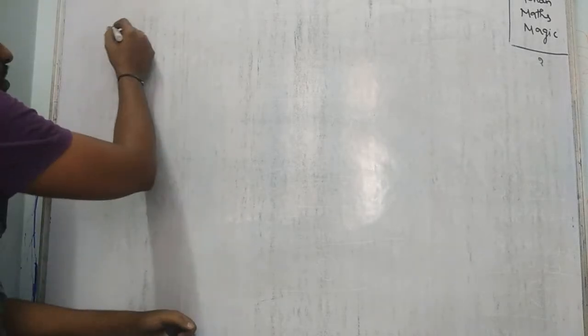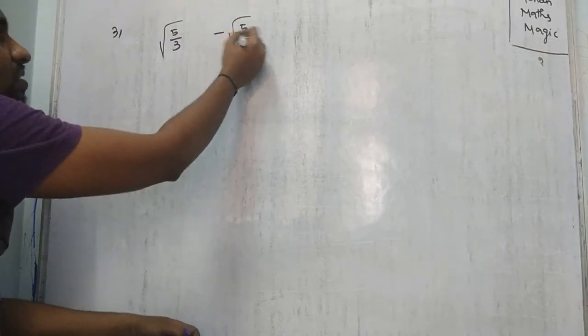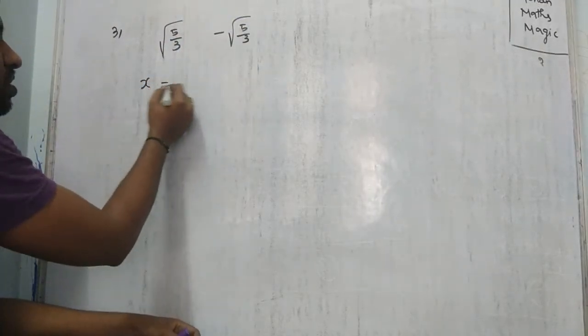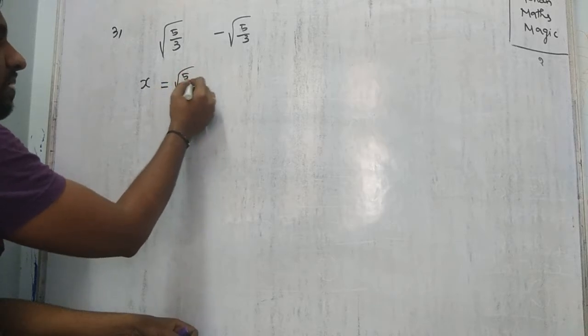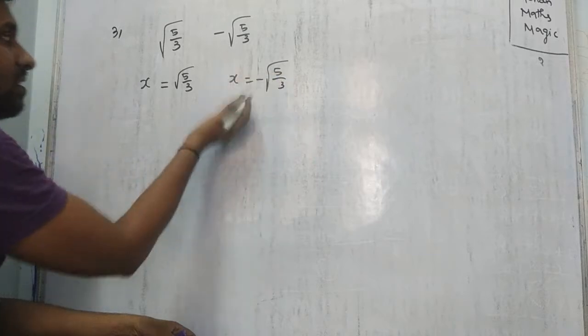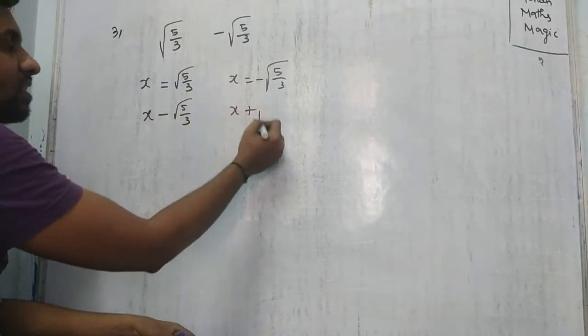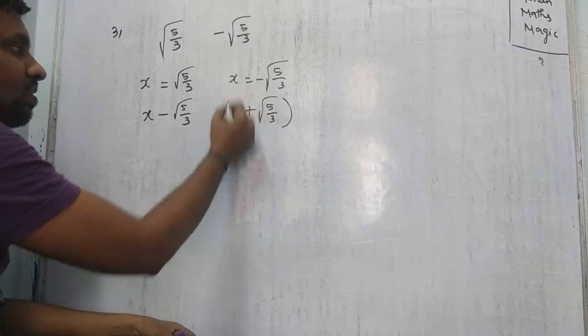Now you have to be very careful. Third Roman: the zeros are root 5 by 3 and minus root 5 by 3. What I told you is a shortcut. First, imagine x equals those zeros. Then on the left side, put the brackets: x minus root 5 by 3 and x plus root 5 by 3.